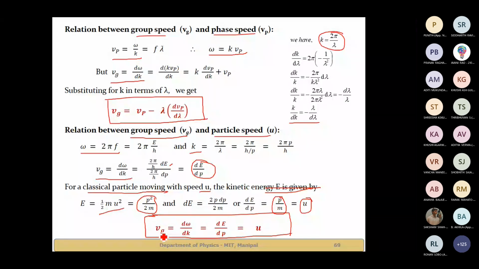That is, group speed represents the speed at which the wave packet is moving, that is the particle itself. So group speed and particle speed are one and the same, whereas group speed and phase speed are not the same. Phase speed is the speed at which the individual waves are moving. Group speed is the speed at which the wave packet is propagating. It is the same as the particle speed.